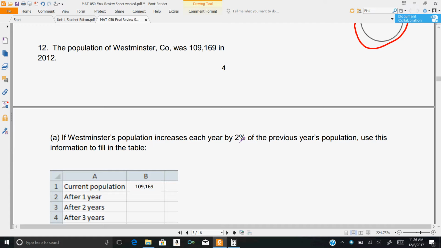Page 5 starts with question number 12, although I can see here that something happened and number 12 ended up starting on page 4, not page 5.